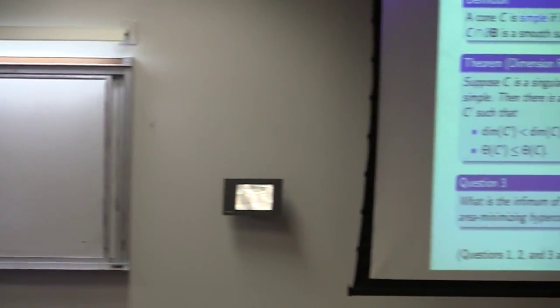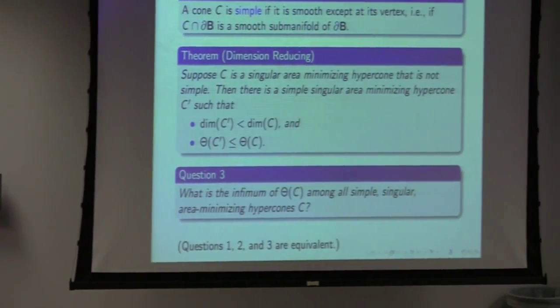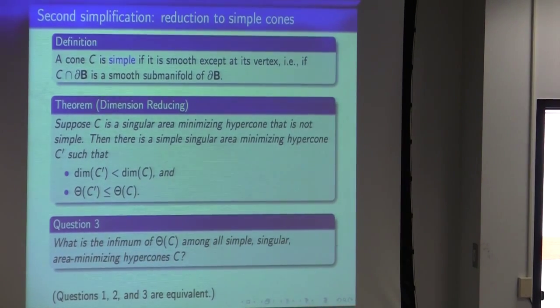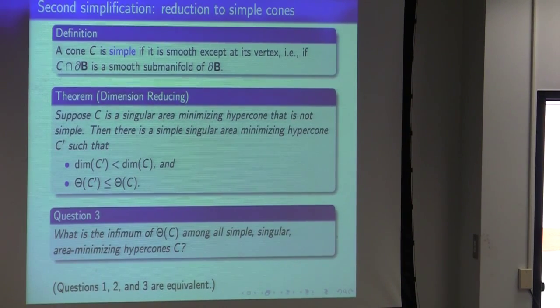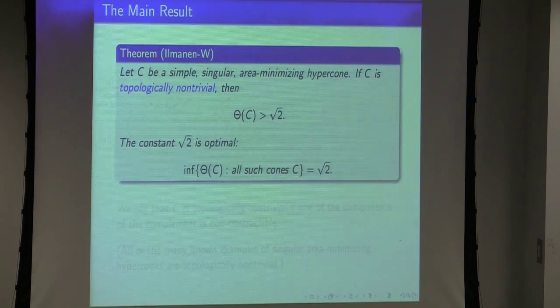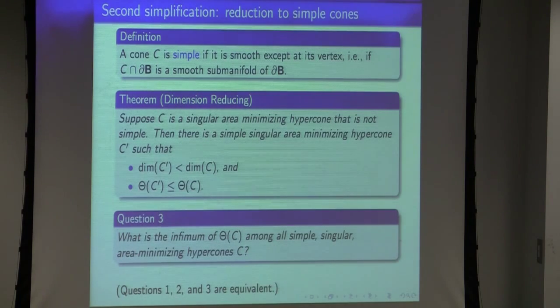So question three, which is equivalent to the other two, is you can just say it's enough to consider simple area minimizing cones. So question three is, what's the infimum of density among all simple singular area minimizing hypercones C? Okay. So as I've explained, questions 1, 2, and 3 are all equivalent. So we've reduced to this case of just cones, instead of general surface cones, and it's enough to look at cones that are smooth except at the vertex.